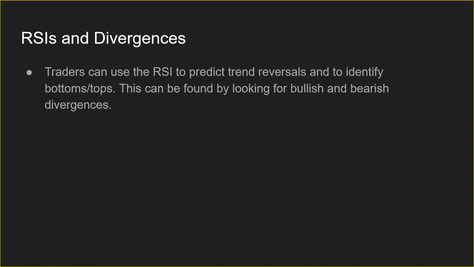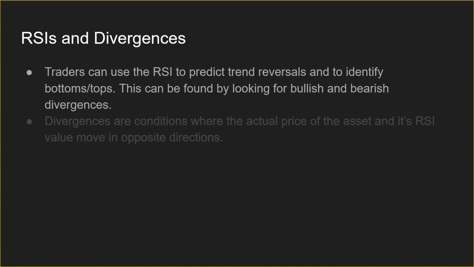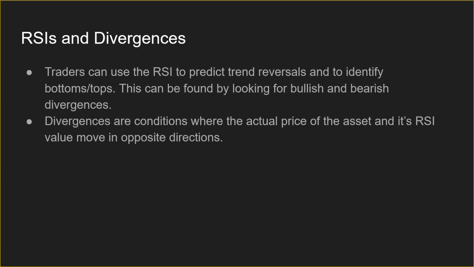So next up, we're going to talk about RSIs and divergences. Traders can use the RSI to predict trend reversals and to identify bottoms or tops in a market. This can be found by looking for bullish and bearish divergences. Now, divergences are conditions where the actual price of the asset and its RSI value move in opposite directions.